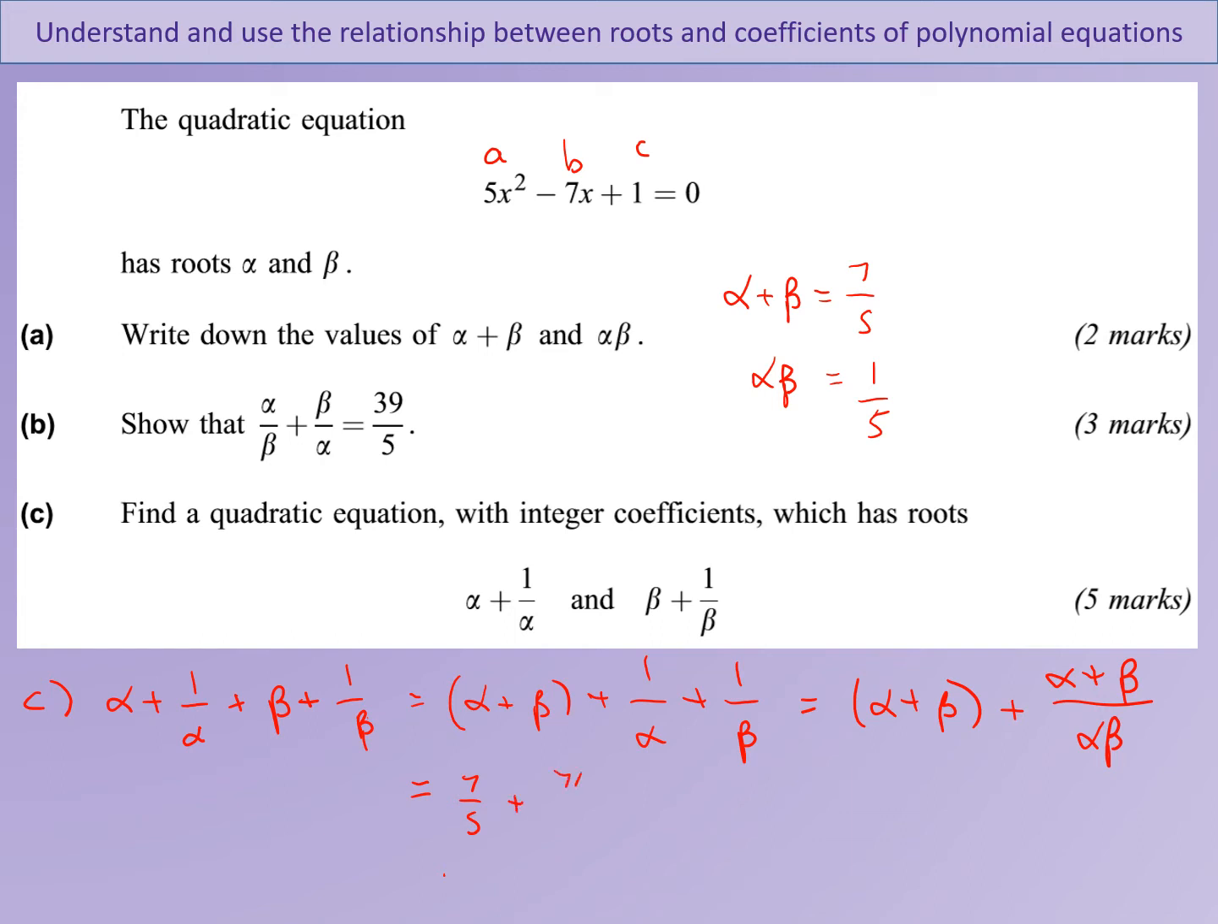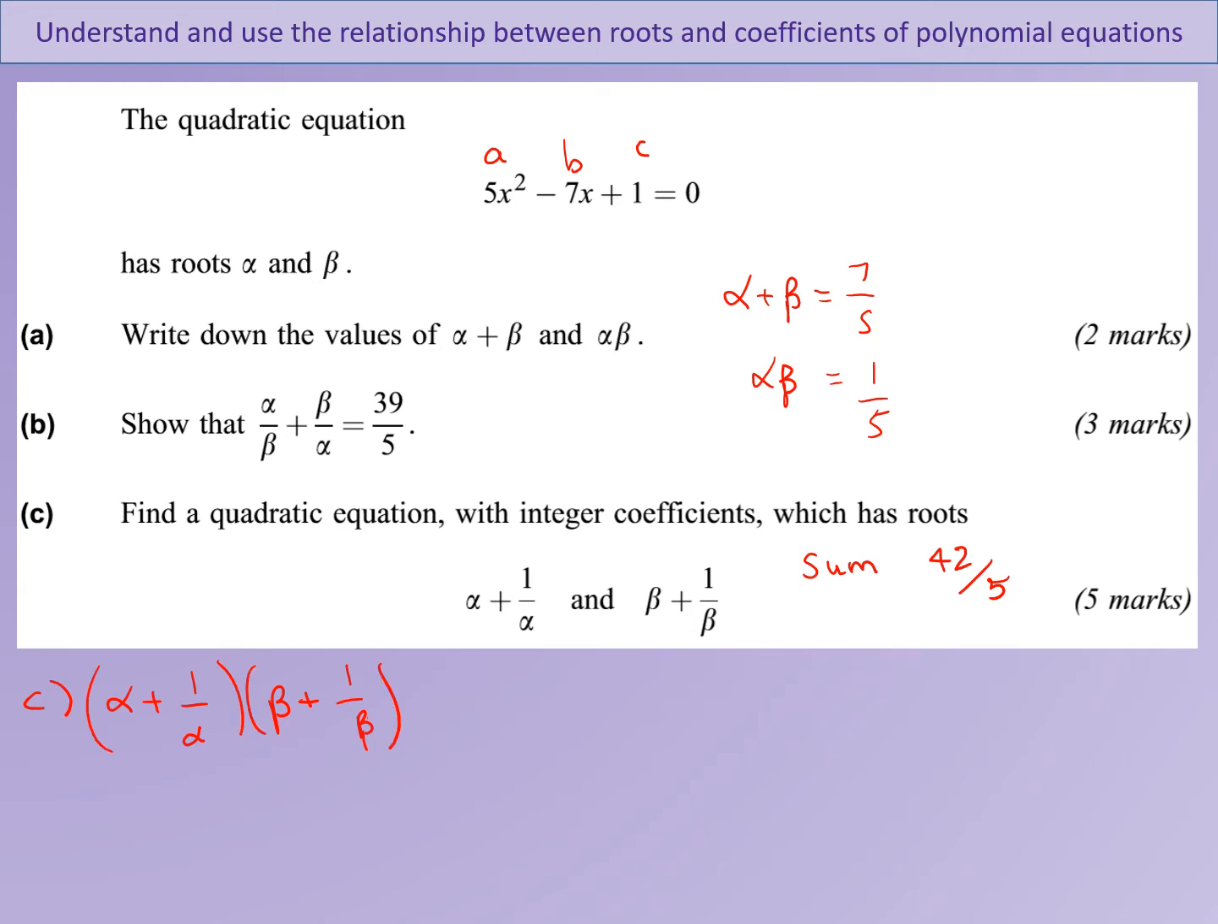plus 7/5 divided by 1/5, which gives us 7/5 plus 7, which, putting into my calculator, gives me 42 over 5. So let's write the sum of the roots is 42 over 5.